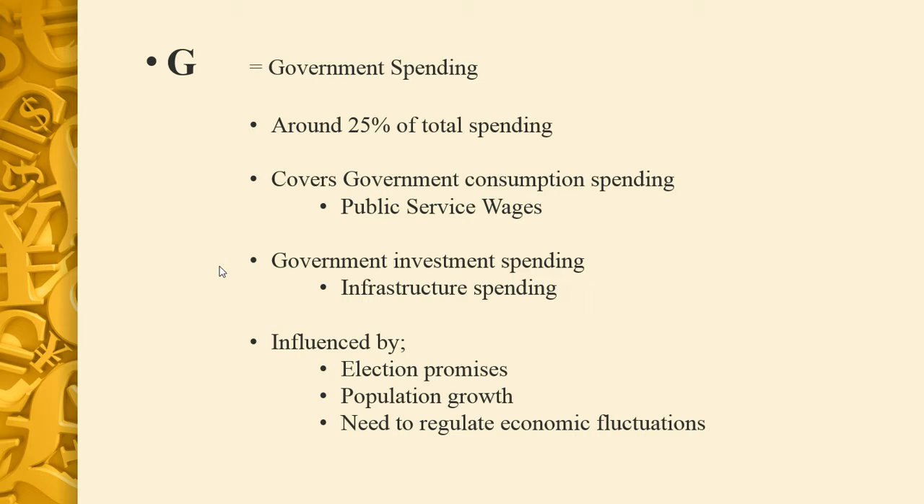Lots and lots of election promises from both sides. The need to regulate economic fluctuations. If we know that the Reserve Bank will raise or decrease interest rates depending on what the economic conditions or the economic outlook is, the government is the same. If the government wants to slow economic growth down a little bit, they may raise some taxes or just slow their spending down. If they feel that we need to get the economy moving along, they may increase their spending.